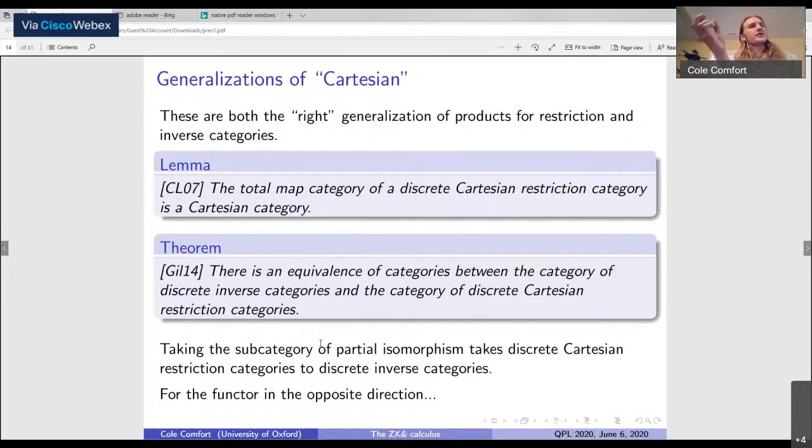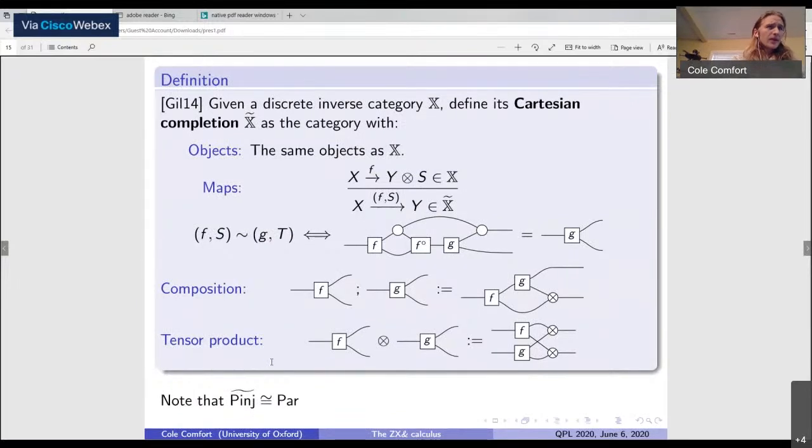Yeah, so these are both the right generalizations of products for these two things, because the total map category of a discrete Cartesian restriction category is a Cartesian category. And there's an equivalence of categories between discrete Cartesian restriction categories and discrete inverse categories. This theorem was in Brett Giles' thesis. To get from discrete Cartesian restriction categories to discrete inverse categories, you take the subcategory of all the partial isomorphisms. But for the other direction, it's actually an interesting construction which he came up with.